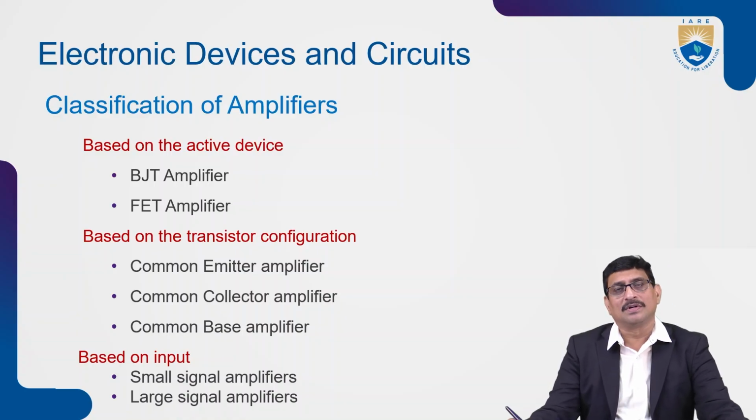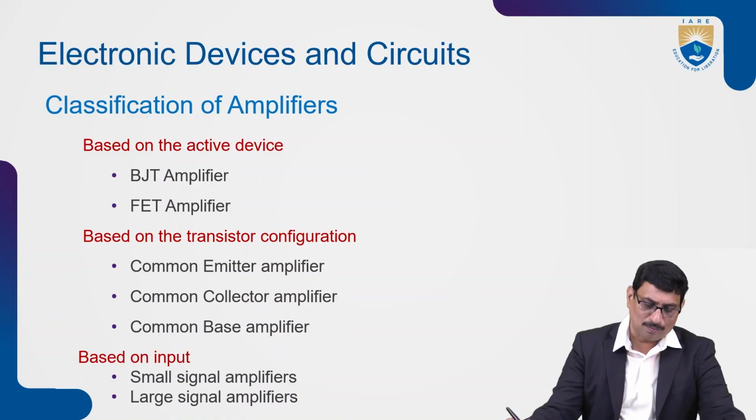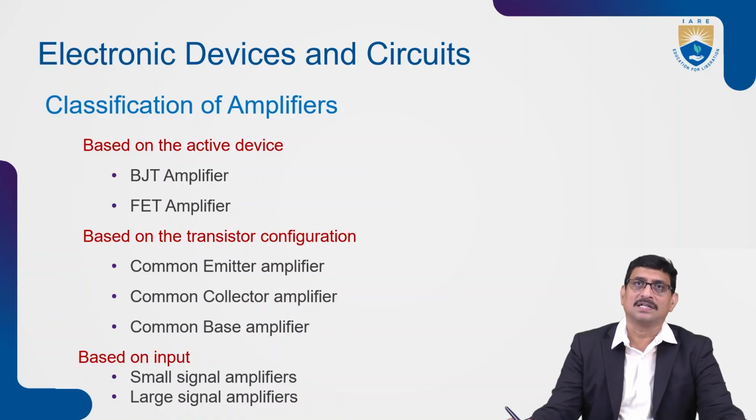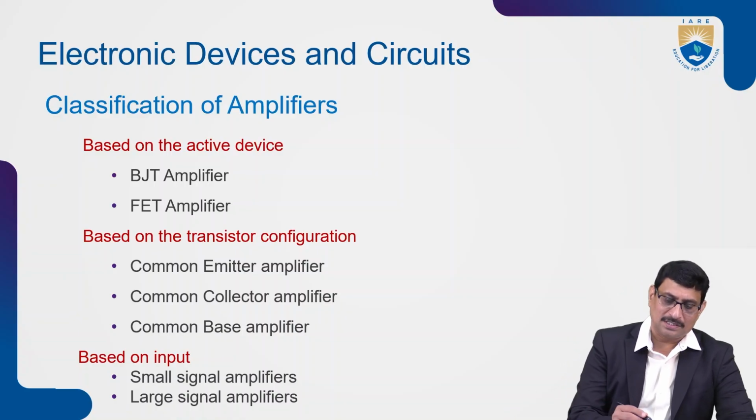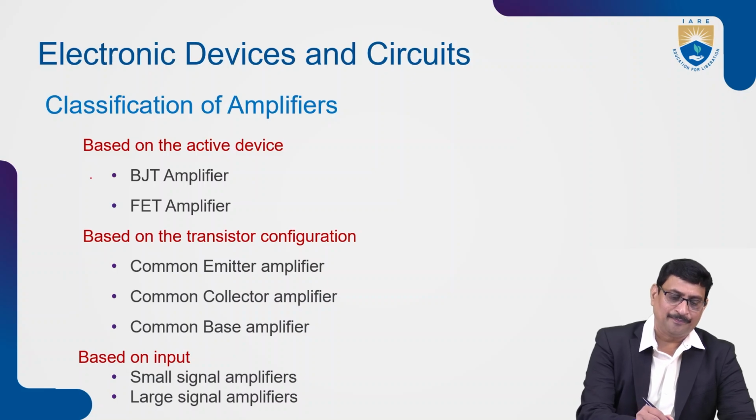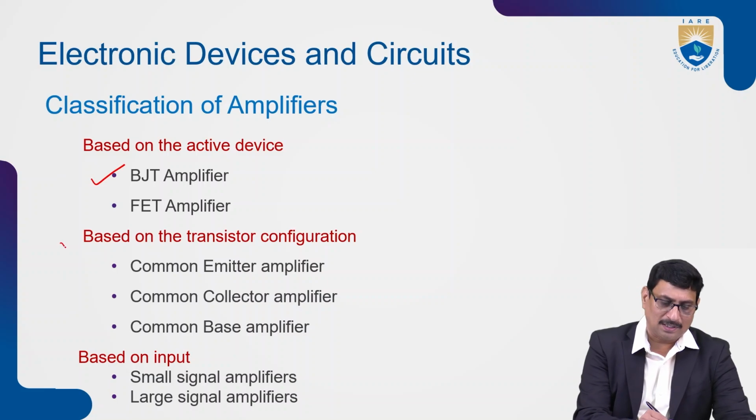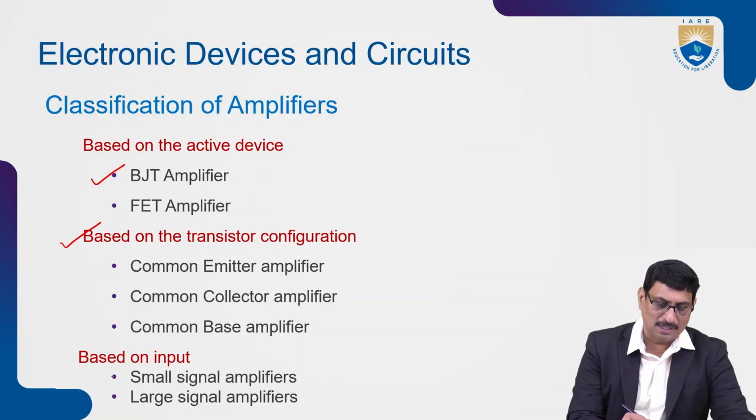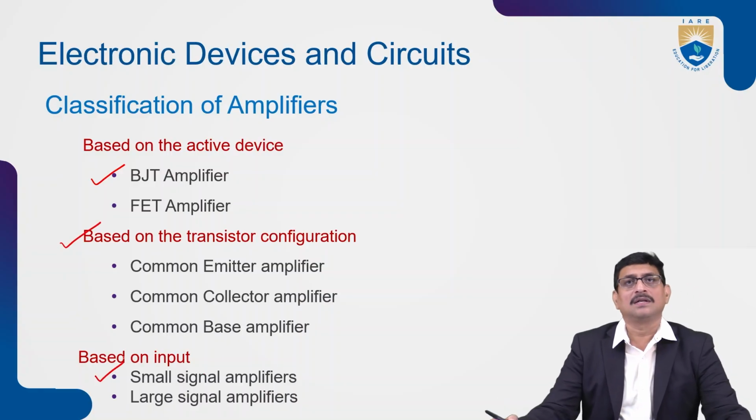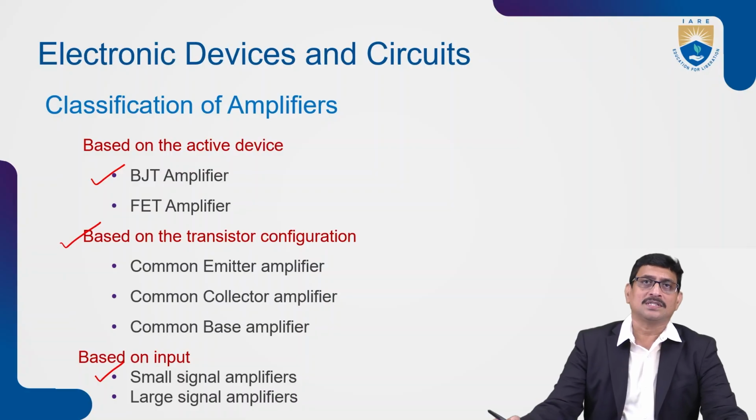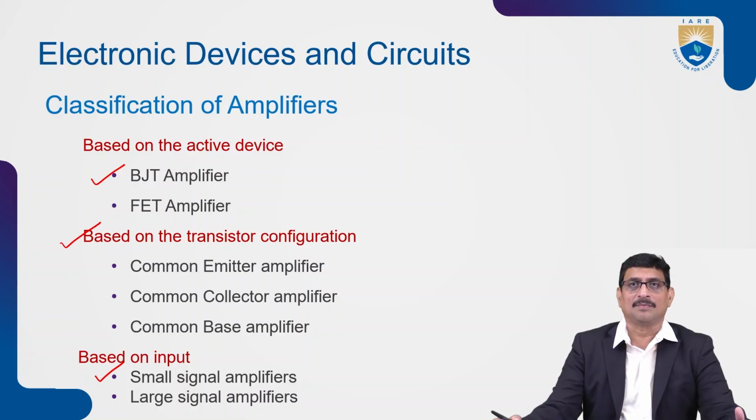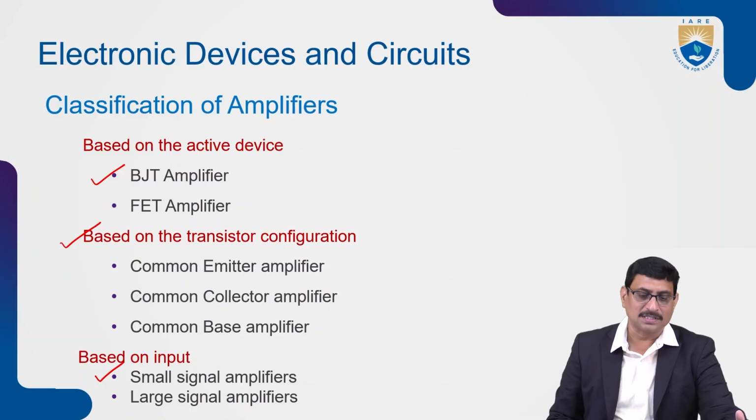Based on the input, whether we are operating the transistor amplifier for small signals or large signals, we have small signal amplifiers and large signal amplifiers. In this session, we will concentrate more on the BJT as the active device. We'll use it for all the configurations, and only for small signal analysis. Small signal BJT common base, common emitter, and common collector amplifiers we'll discuss in these sessions.